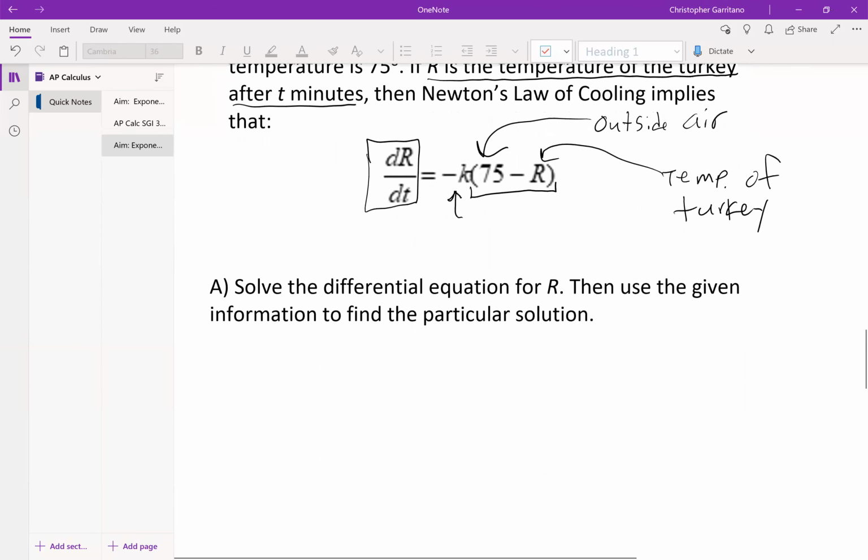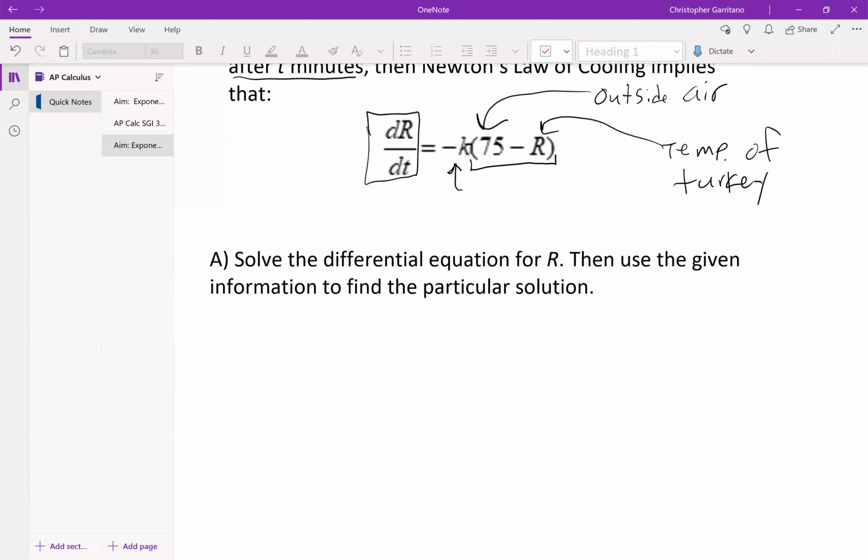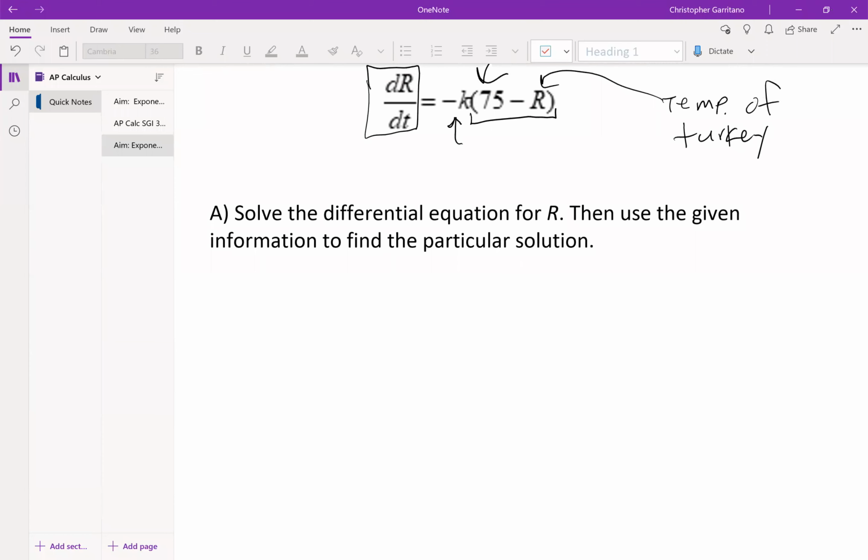All right, so that's our starting point, and part A says solve the differential equation for R, then use the given information to find the particular solution. Again, very similar to what we've seen. Maybe the description is not similar, but the work involved is going to be similar. So here I'm going to show the work explicitly step by step.